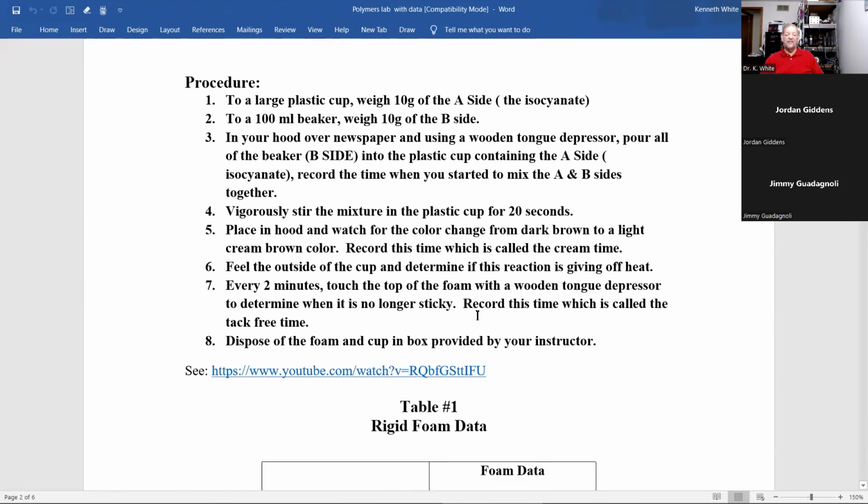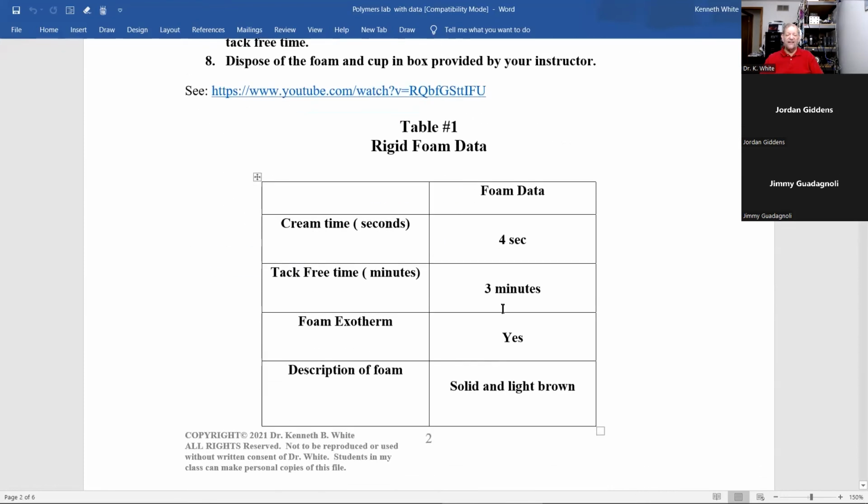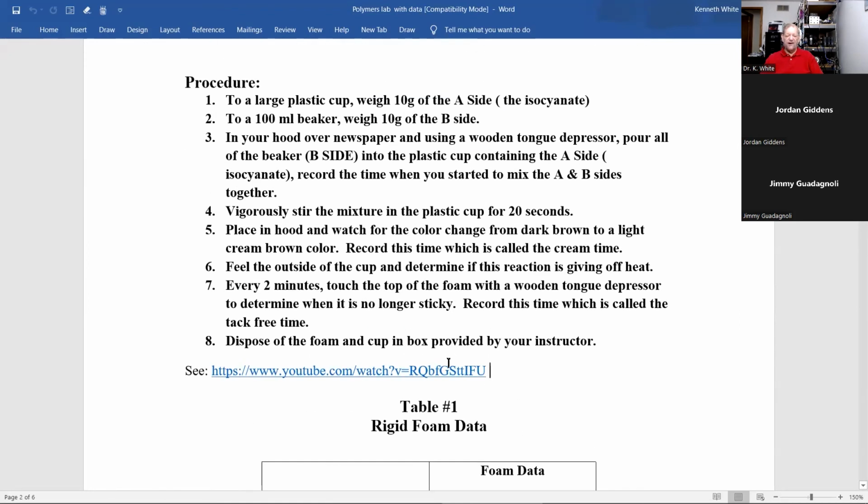Then, because this is an exothermic reaction, the heat causes the blowing agent to expand, which makes the foam. And you record when it's no longer tacky. Now I give you the cream time, tack-free time. Was it exothermic? Yes. And what did it look like? But let's take a look at this in real life.